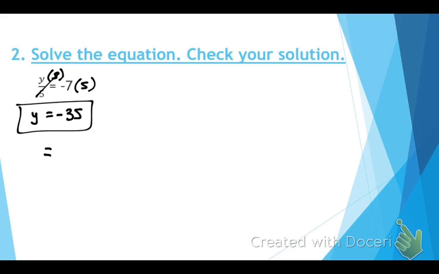So now we've got to plug that in. Negative 35 divided by 5 equals negative 7. So let's start on the left side. What is negative 35 divided by 5? Negative 7. Does negative 7 equal negative 7? Yes, so it did check out.